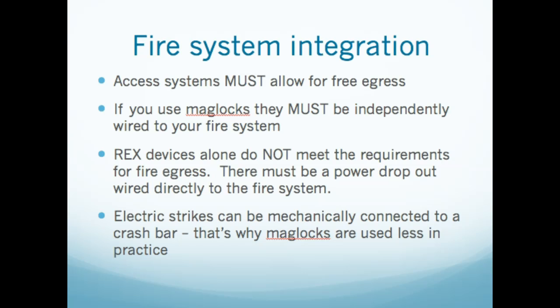You have to have it independently hooked. Crash strikes can be mechanically connected to the crash bar, right? If you use an electric strike, maybe you have a crash bar on the door, or you could use a crash bar and hook it to the mag locks. Same thing. It still must be independently hooked to the fire system so that the fire system has the last say about what gets locked and what doesn't get locked, because you cannot take the chance that your system will fail as part of that fire emergency, whatever it might be, and people get locked into a burning building.